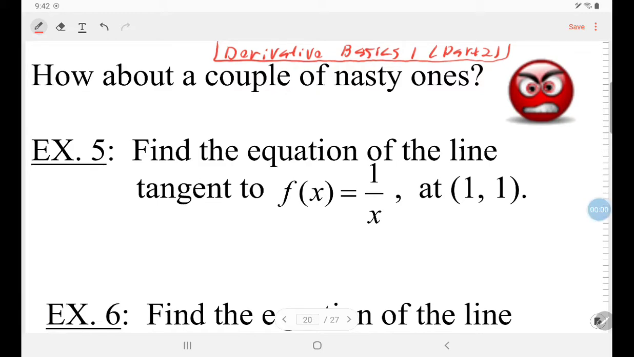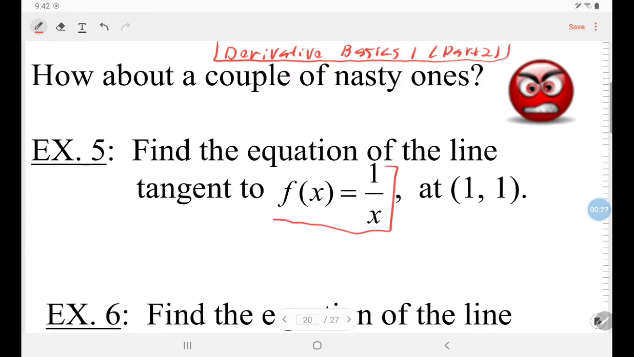Welcome back. In the last lesson, part one of derivative basics, we talked about what a derivative is. We talked about slopes of tangent lines, equations of tangent lines, the difference quotient, definition of derivative, where those formulas come from, how they're represented. We did a few examples with some basic polynomial functions. Now it's time to get into some ugly ones.